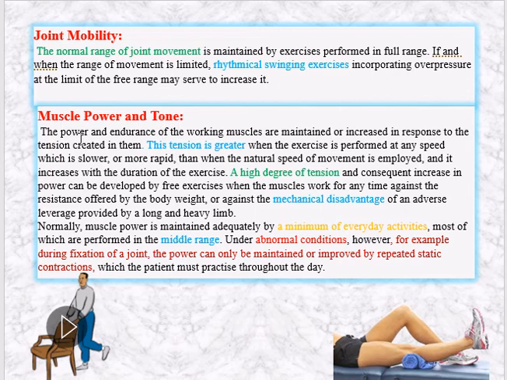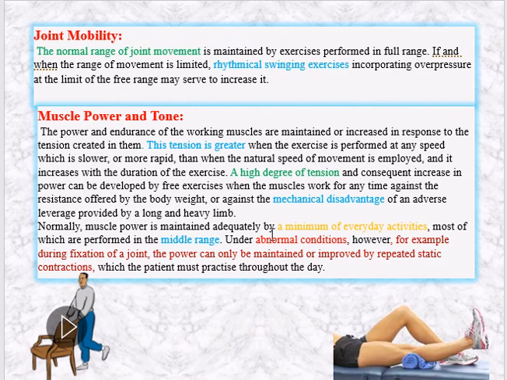Muscle power and tone. The power and endurance of the working muscles are maintained or increased in response to the tension created in them. This tension is greater when the exercise is performed at any speed which is slower or more rapid than the natural speed of the movement, and it increases with the duration of the exercise. A high degree of tension, and consequently increase in power, can be developed by free exercise when the muscle works for any time against the resistance offered by the body weight or against the mechanical disadvantage of an adverse leverage provided by a long and heavy limb.